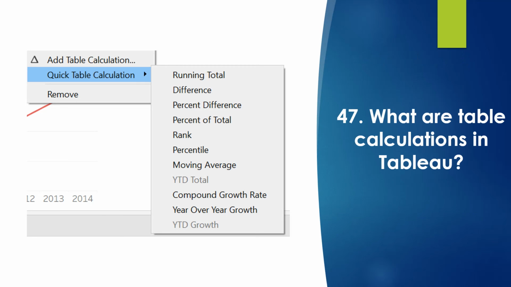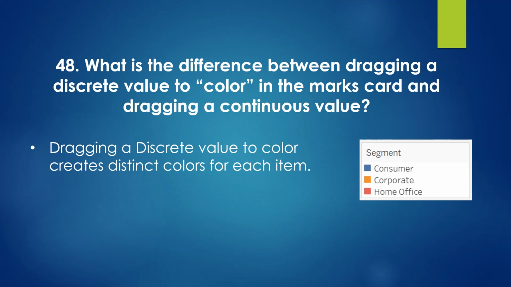Next question is, what are table calculations in Tableau? So as you can see here, we have the list of the quick table calculation. For example, we have running total, difference, percent of total, rank, percentile, moving average, YTD total, compound growth rate, year-over-year growth.